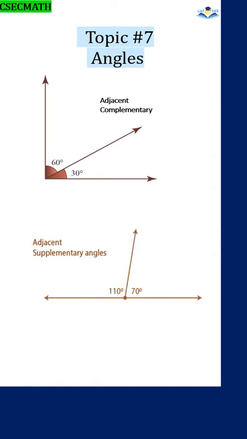Let's look at another example. Here we also have adjacent angles. Why? Because these angles share a common arm and a common vertex, a common point. However, this angle is also supplementary because the sum of the angles adds up to 180 degrees.